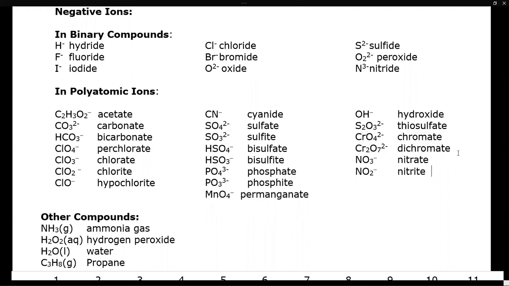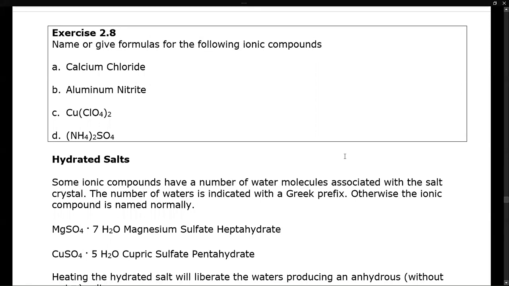There's a couple of common compounds down there, ammonia gas, hydrogen peroxide, water, and propane. I would also remember those formulas for the test as well. And that will give you a list of more common compounds as they come up. Okay, so let's look at some ionic nomenclature. We got two names that are going to go to formulas and two formulas that are going to go to names here. And so we're going to work through each one of those and determine the nomenclature of them or the formula of them.